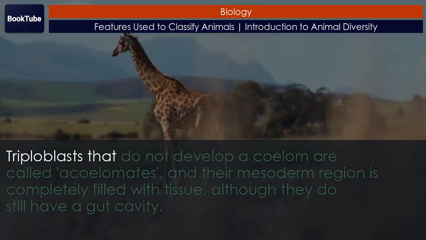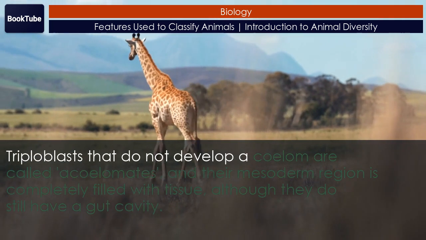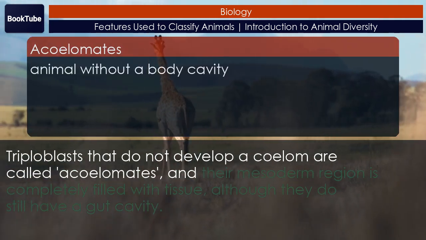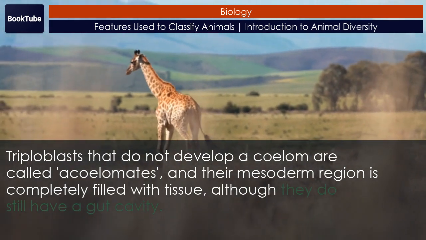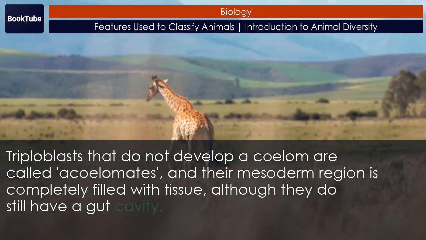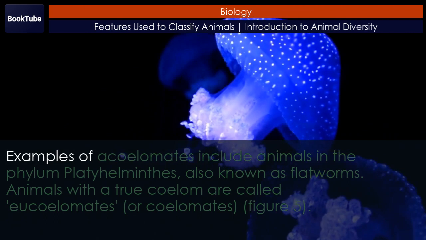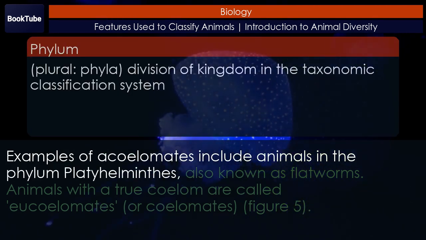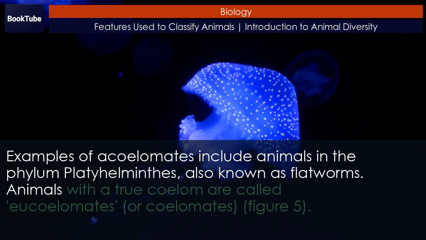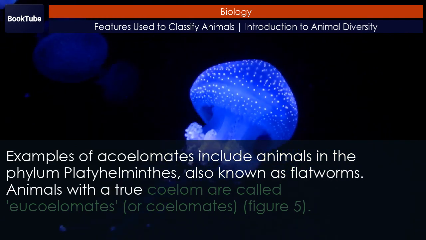motility. Triploblasts that do not develop a coelom are called acoelomates, and their mesoderm region is completely filled with tissue, although they do still have a gut cavity. Examples of acoelomates include animals in the phylum Platyhelminthes, also known as flatworms. Animals with a true coelom are called eucoelomates.